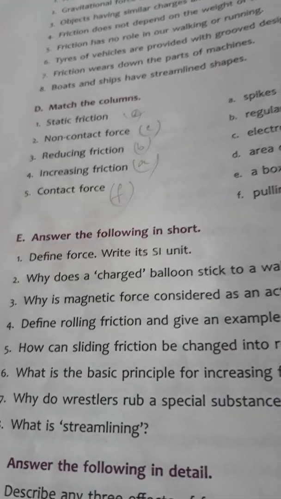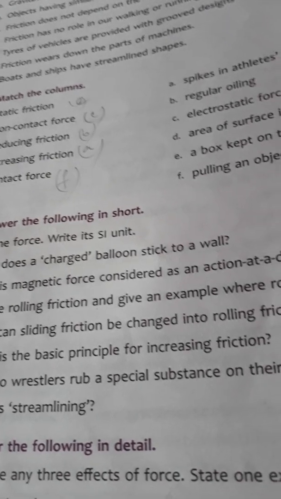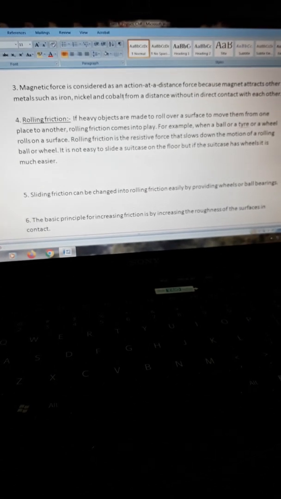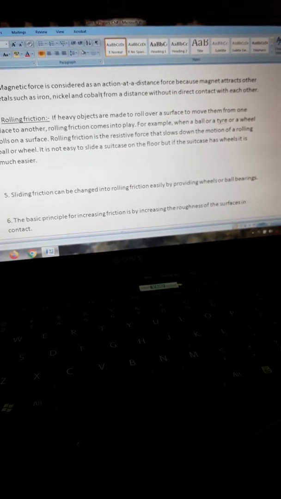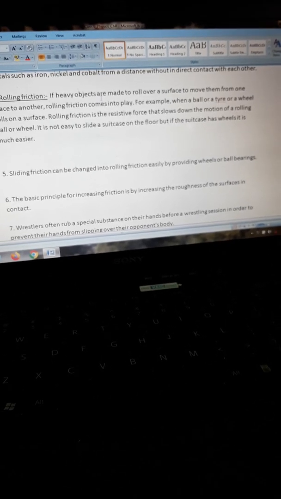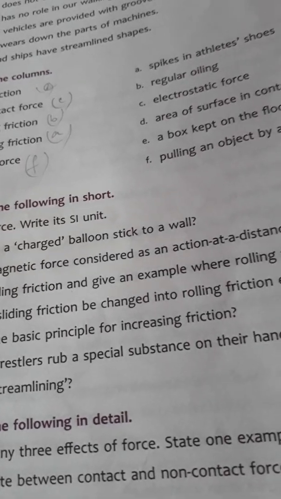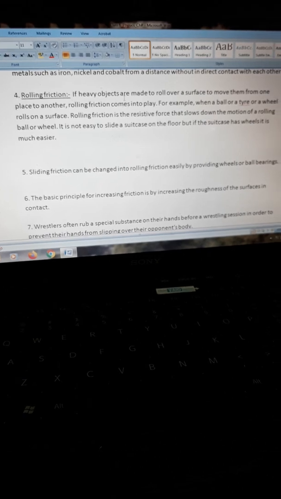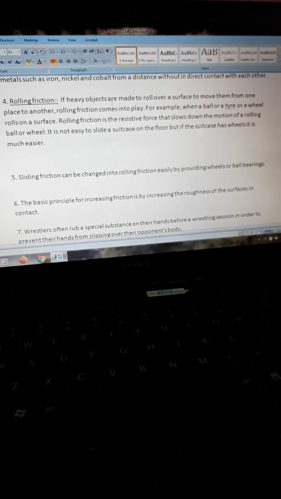Okay, so next is question number 5: how can sliding friction be changed into rolling friction easily? Sliding friction can be changed into rolling friction easily by providing wheels or ball bearings. Question number 6: what is the basic principle for increasing friction? The basic principle for increasing friction is by increasing the roughness of the surface in contact.